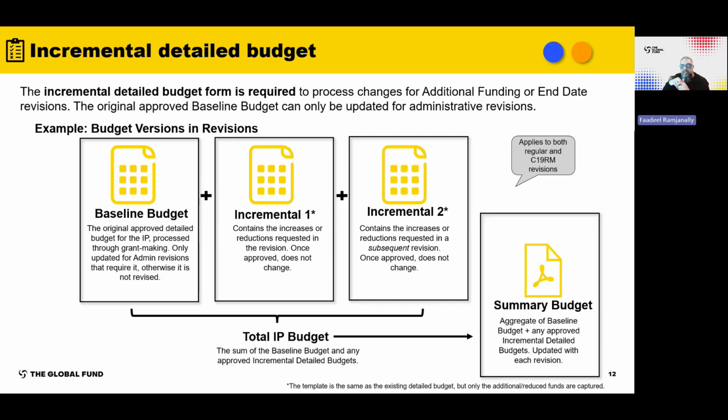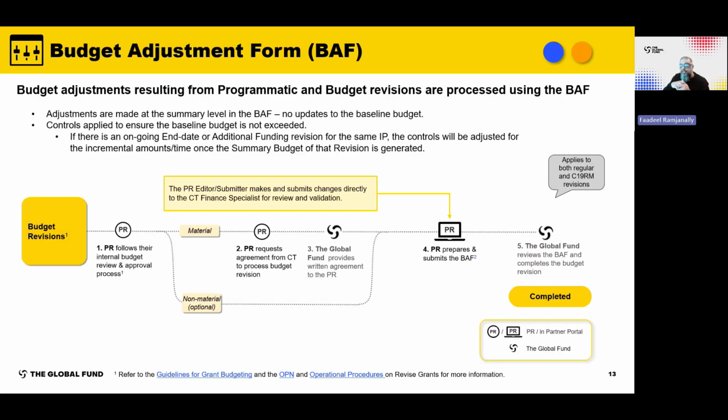Now, if we move to the next slide, when we go to the budget adjustment form, what it means is that the total budget amount remains the same, but you are changing either interventions, or cost inputs, or the implementer.